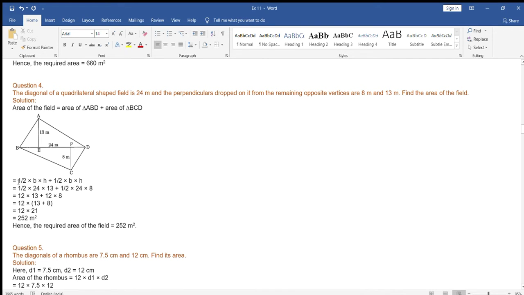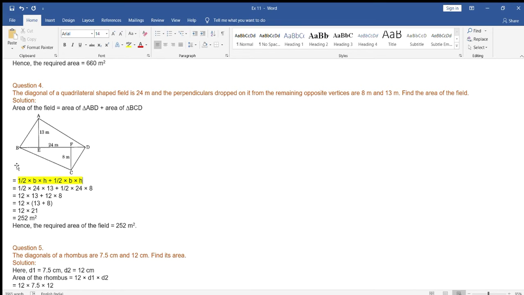Now the area of a triangle is half into b into h, and for the other one it is also half b into h. So b into h is 13 into 24 and 24 into 8. When we solve it, we find the required area. So using the area of a triangle, we can find the area of this quadrilateral. Why are we using the area of a triangle here? Because we have the perpendiculars dropped from the opposite vertices.